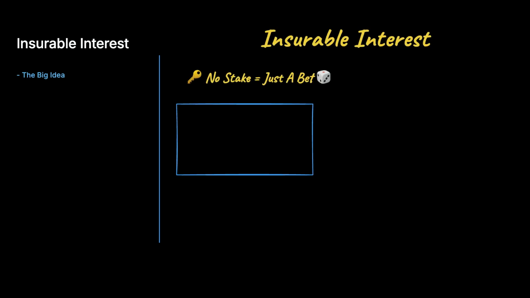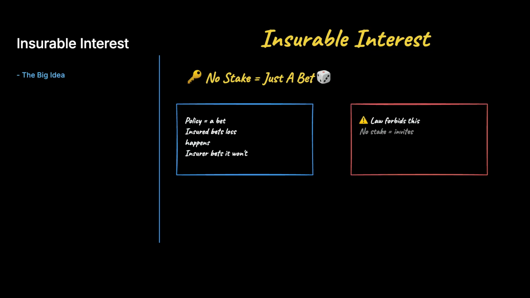Now we reach what I consider the crown jewel of this material, insurable interest under California law. Here's the big idea. Without insurable interest, a policy is really just a bet. The insured wagers a loss will happen. The insurer wagers it won't. The law forbids that because insuring things you have no stake in invites losses.